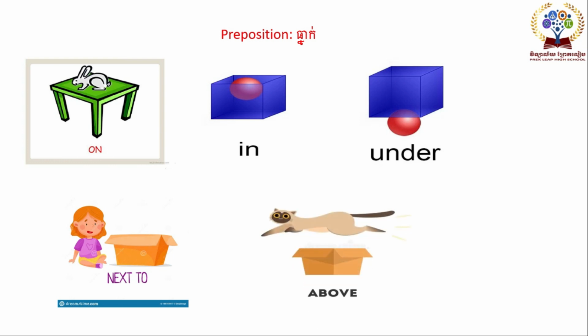And above here is different from on. When we say on, it is touching something else. For example, the rabbit is on the table, so the rabbit is touching the table, but above is higher. So you see, the cat is above the envelope, so the cat is not touching the envelope.